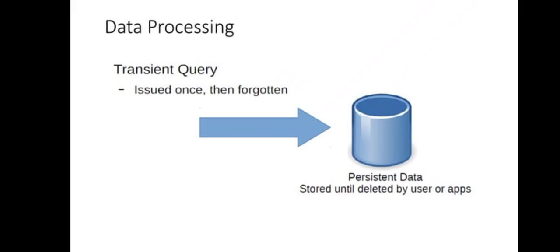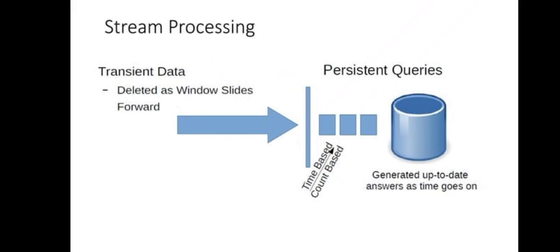Data processing: queries are issued once, then forgotten. Persistent data is stored until deleted by the user or apps. Stream processing: transient data is deleted as the window slides forwards. Persistent queries, time based, count based, generate up to date answers as time goes on.